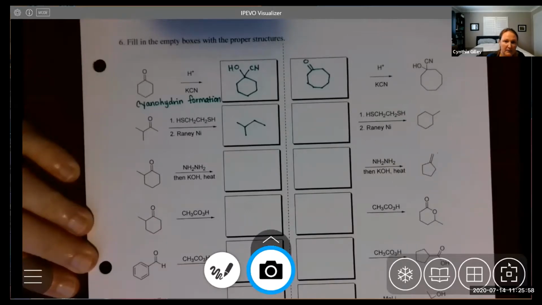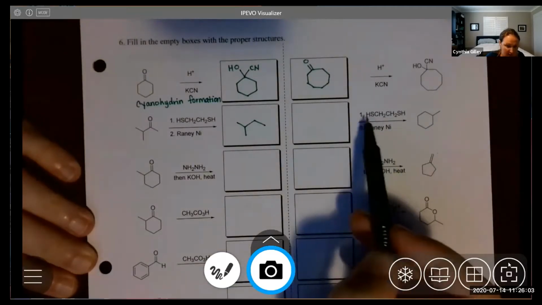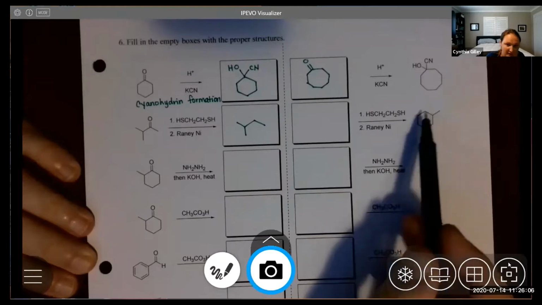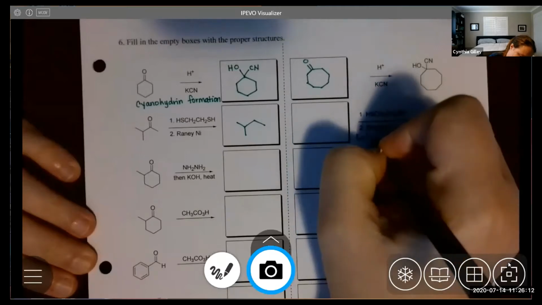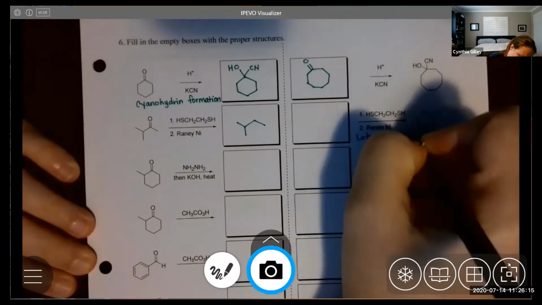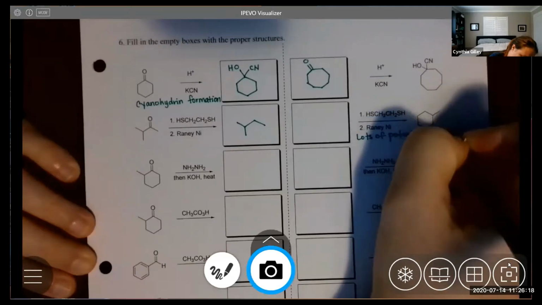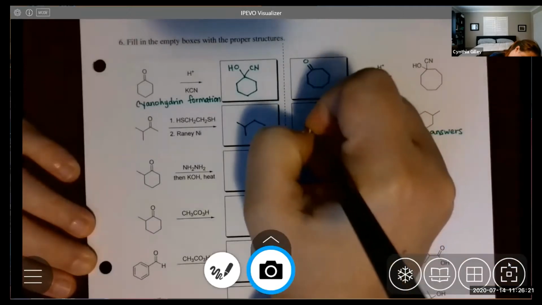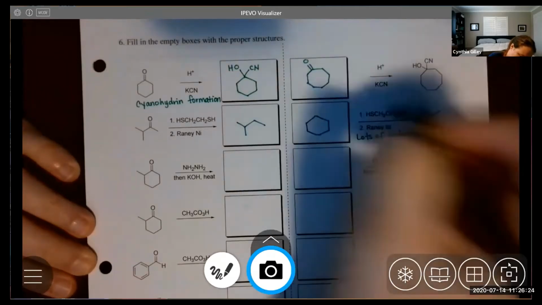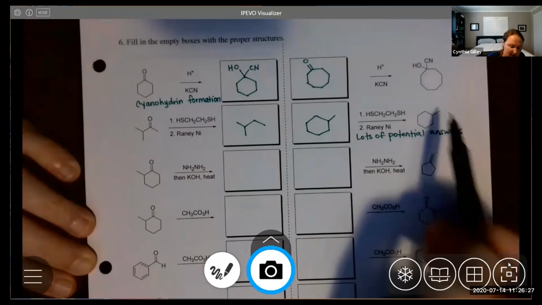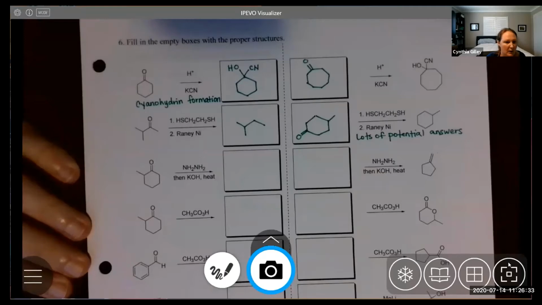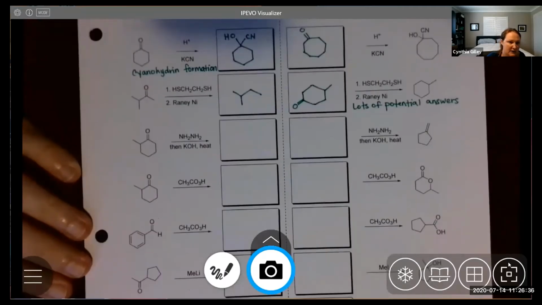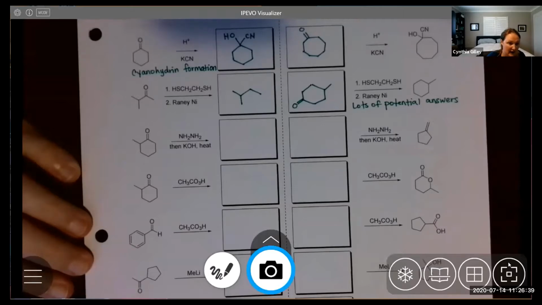And in this case, we have the reduction of a carbonyl with the Raney nickel, and the carbonyl really could be anywhere. There's lots of potential answers. So you just put the carbonyl really anywhere. It could be part of the ring. It could be an aldehyde on this carbon at the end. It doesn't really matter. I'm going to put it over there. Okay, and the next reaction has a name.